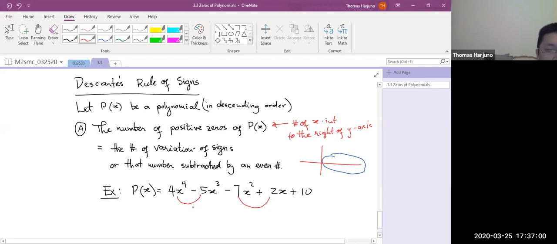Because it happens twice, P(x) has 2 positive zeros, or that number, which is 2, subtracted by an even number. If I subtract these 2 by a multiple of 2, I will get 0, or no positive zero.